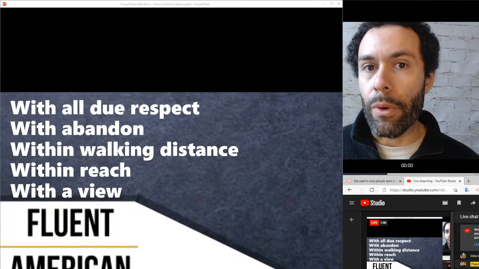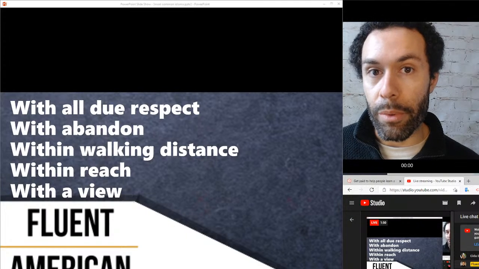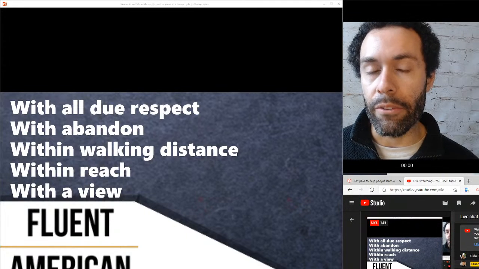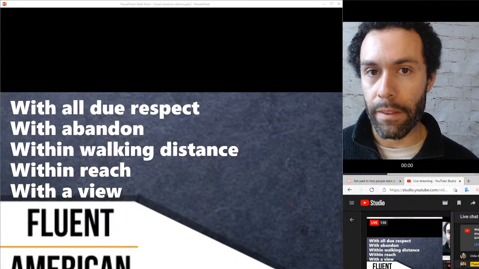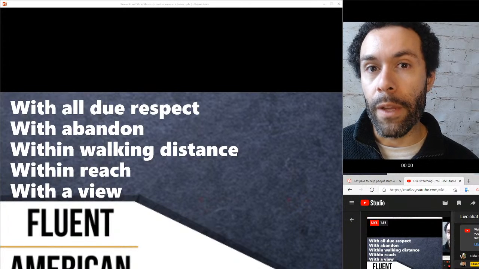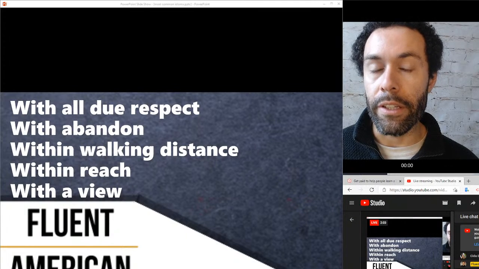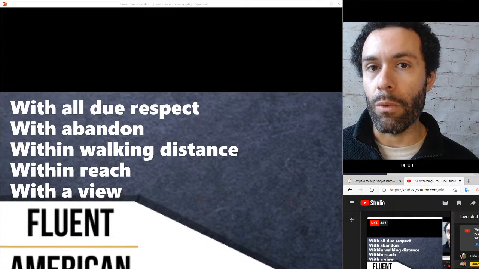Our next phrase, with abandon. Notice again that th is going to link with the a in abandon, with abandon. So it's more like thabandon. That th sound is always a little bit of a tricky one. So my suggestions again are to just very lightly press the tip of your tongue against the back of your top front tooth. And again, it sounds like with.